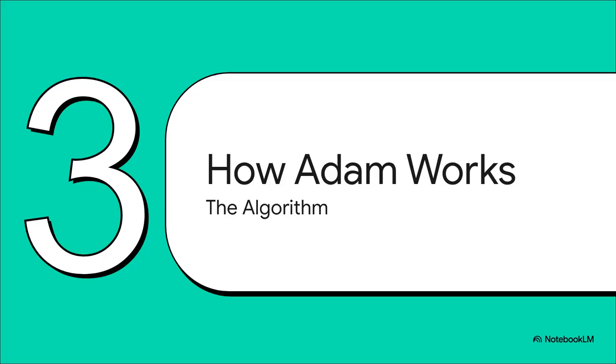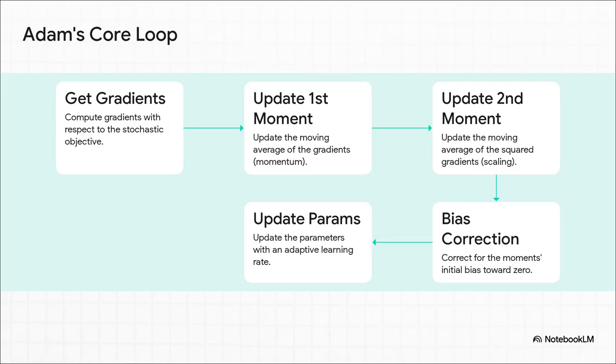Okay, so how does it actually do all of this? How does it perform this magic? Well, the whole algorithm is really built on two main ideas, momentum and adaptive scaling. Let's pop the hood and see how the engine really works. So here's the play-by-play for every single step Adam takes. First, just like good old SGD, it figures out the current slope.